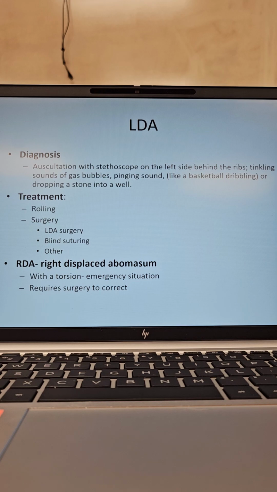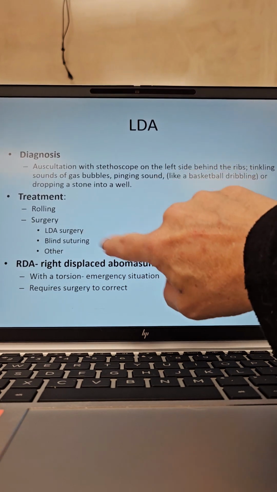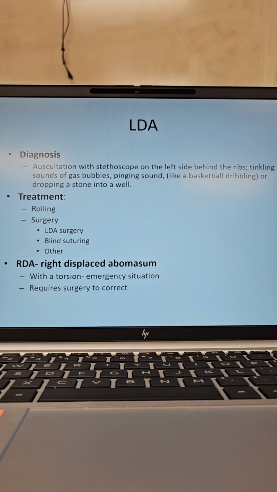Treatment, you can roll them around. Surgery, you would do left displacement abdominal surgery, kind of like bloat surgery in dogs. You can do blind suturing where you're kind of going in there blind and trying to suture it back into place. There are some other treatments, but those are the most common. Again, expensive surgeries. Sometimes if you roll them around, you can get it back in place.